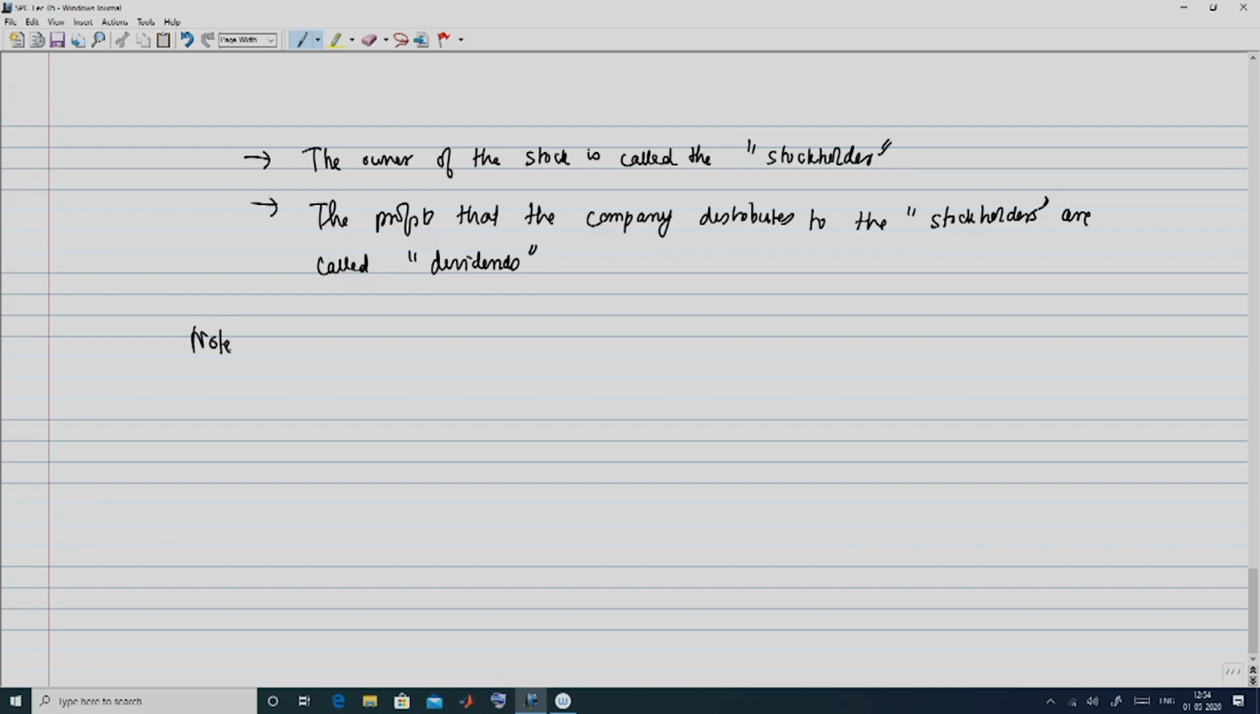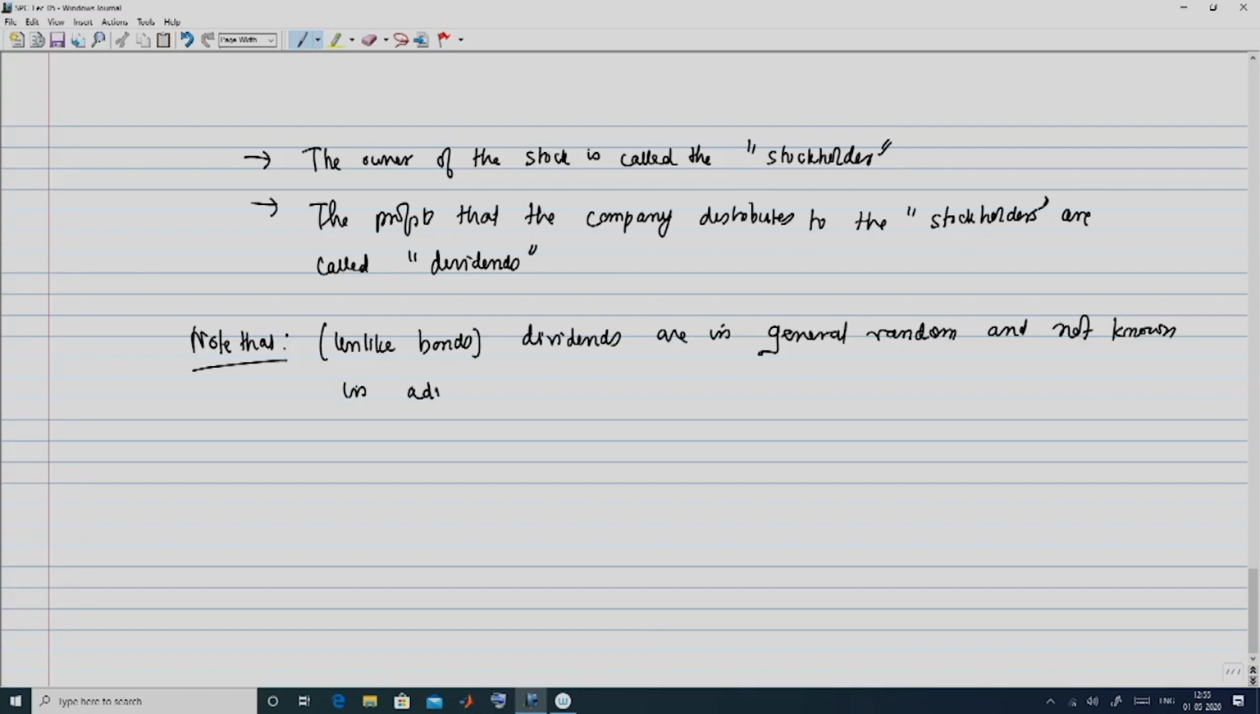And note that unlike bonds, dividends are in general random and not known ahead of time, or not known in advance.